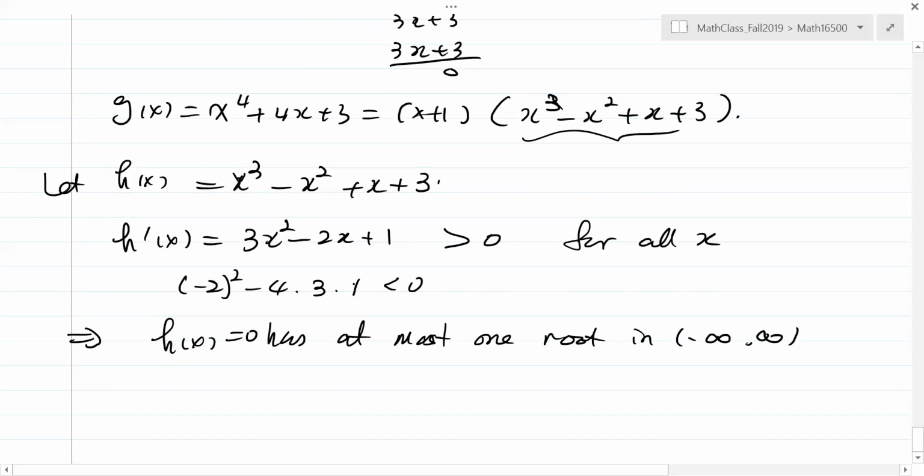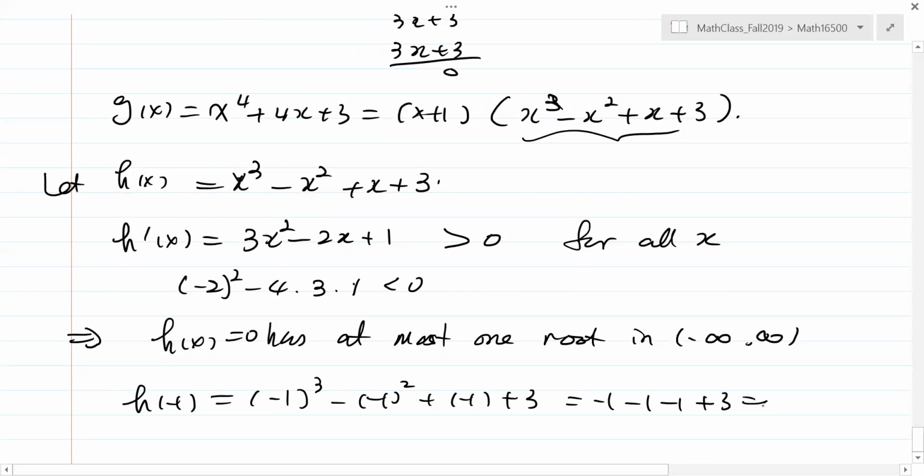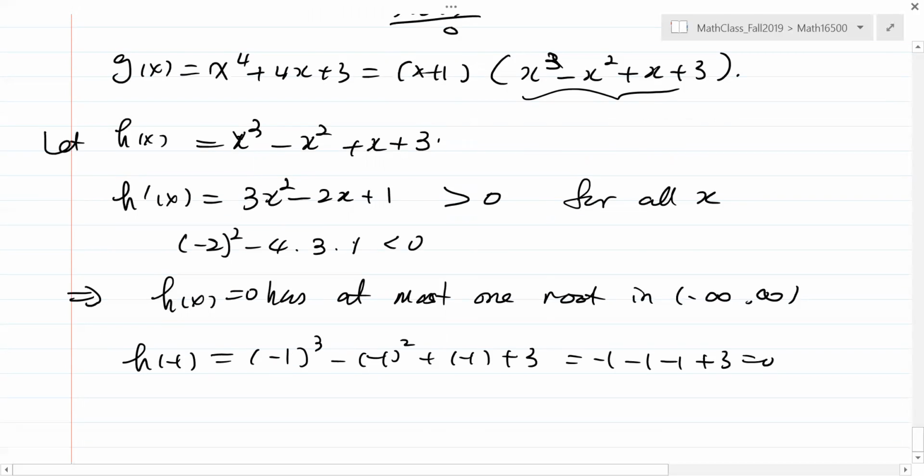So you can try. When I try, you look at h of negative 1. And I find out this is going to be 0, okay? I was trying negative 1, 0, negative 2, you know. This is going to be negative 1, minus 1, minus 1, plus 3, which is 0, okay? So we're lucky, x plus 1 is a root, okay? x equals negative 1 is the root.